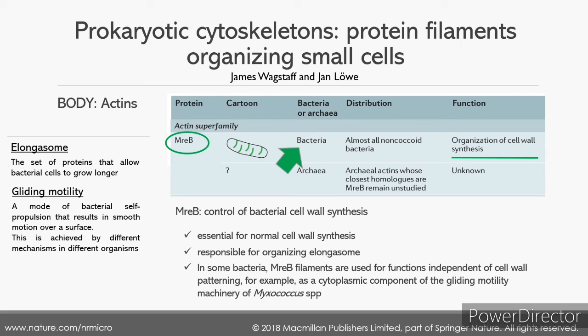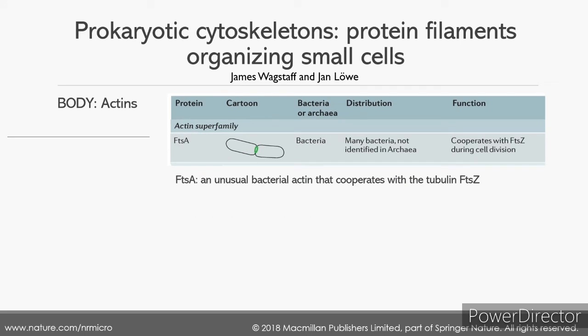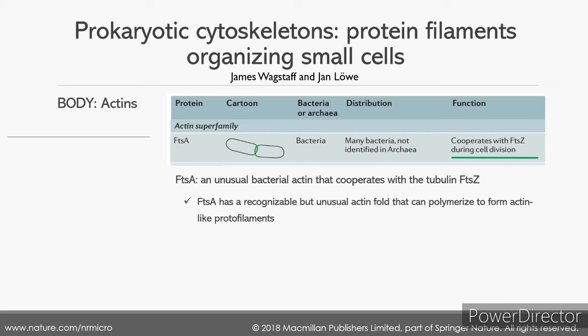Archaeal actins whose closest homologs are MreB have been identified but remain unstudied. The second actin superfamily is termed FtsA, which is an unusual bacterial actin. Crystal structures and negative stain electron microscopy reveal that FtsA has a recognizable but unusual actin fold that can polymerize to form actin-like protofilaments. FtsA and FtsZ copolymerize in vitro to form a variety of dynamic structures, and they can cooperate to constrict liposomes from the inside.